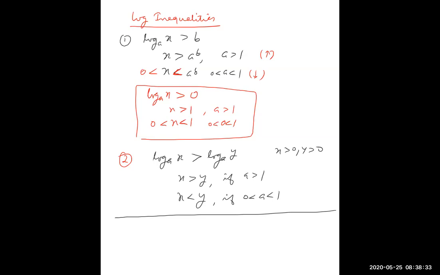See, in this, both 1 and 2 are exactly same. Only thing what I told you, have to focus on the base. If base is more than 1, this greater than will remain greater than. Here also base is more than 1, this greater than is same as greater than sign. Inequality is not changing. But if base is between 0 and 1, second case, this inequality changes from greater than to less than sign. Similarly here also, when base is between 0 and 1, this changes from greater than to less than sign. That is all.